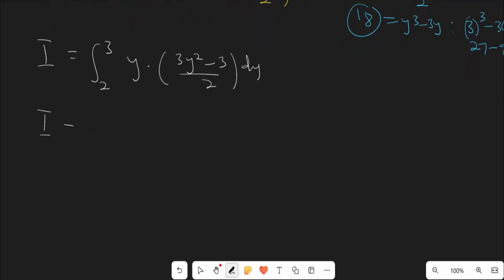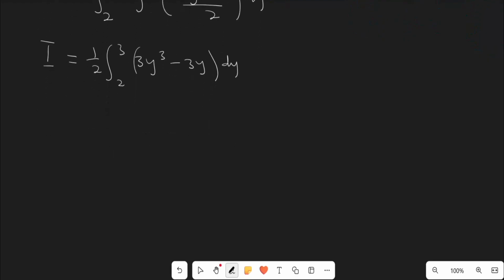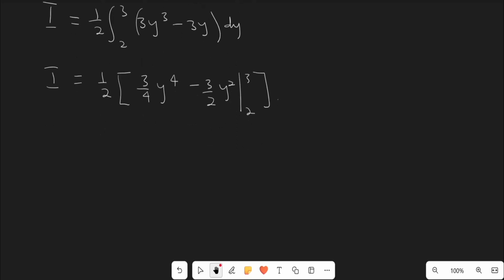Okay, cool. I is going to be 1/2, which is a constant, so it goes in front, times the integral from 2 to 3 of, we can multiply terms out, 3y to the power 3 minus 3y, all this one dy. This is now very easy to integrate. So integrating this one is going to be 3 over 4 y raised to the power 4 minus 3 over 2 y squared. The limits of integration from 2 to 3.